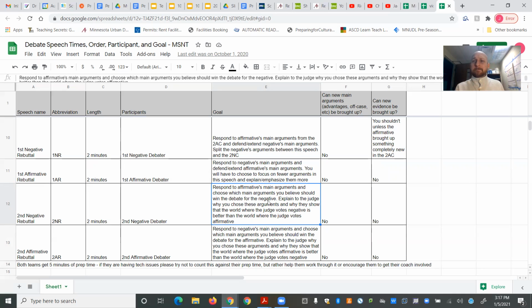You look at your arguments, you look at what the evidence is for your arguments, and you choose all these things together, all this evidence together. What story does it tell? How am I going to explain this to the judge in a way that's going to make them want to vote for my team at the end of the debate?